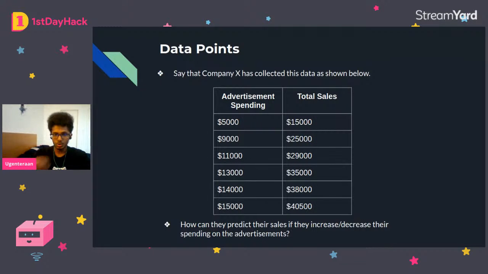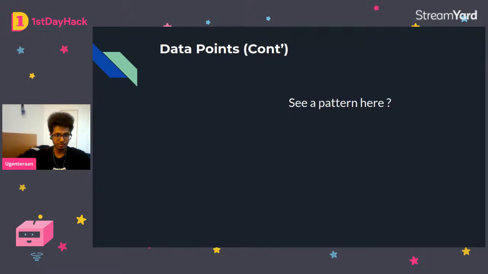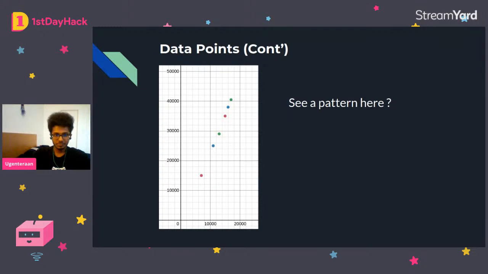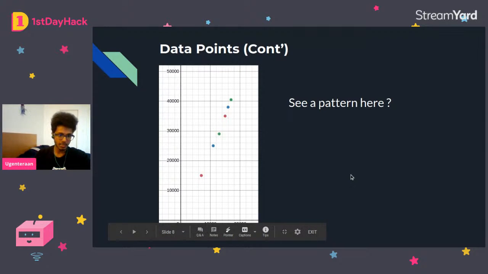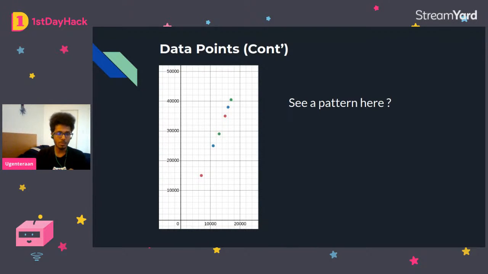So the first thing that we should do here is to plot this in a graph and see how the data points behave there. You see, when we plot each of them, the x-axis is for the advertisement spending, and the y-axis is for the total sales that the company has made. So can you see some kind of pattern here? Like it's a straight line going upwards. It might not be an exact straight line, because some of the data points are not really aligned properly, but it's close enough, right?